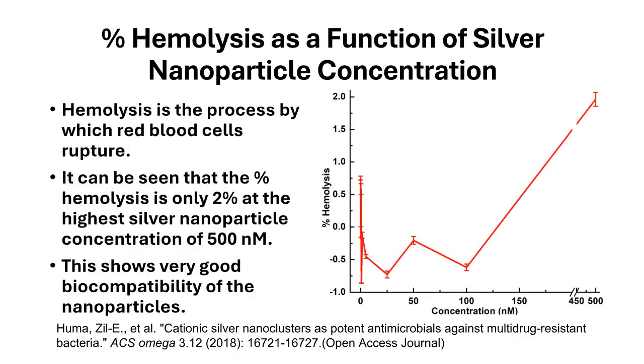The process of hemolysis involves rupturing of the red blood cells. A hemolysis study was conducted using the silver nanoparticles to assess its biocompatibility. The percent hemolysis was plotted as a function of the concentration of the silver nanoparticles. From the graph, it can be seen that at the highest concentration of the silver nanoparticles, which is 500 nm, there is only 2% hemolysis that occurs, indicating that the silver nanoparticles are highly biocompatible.